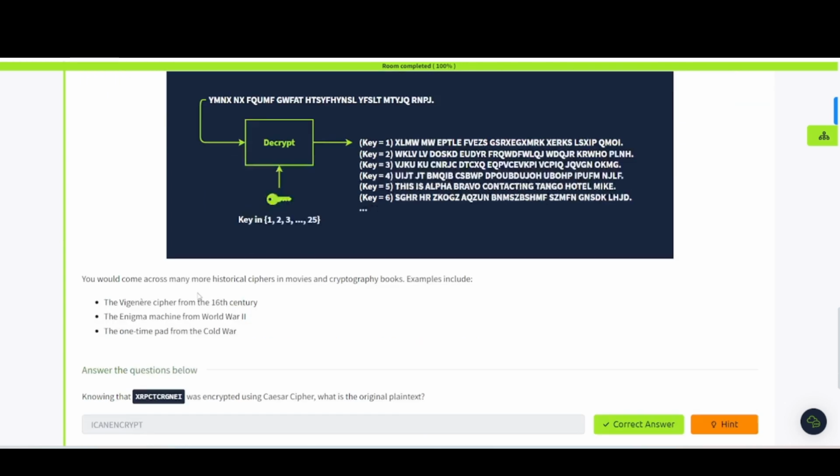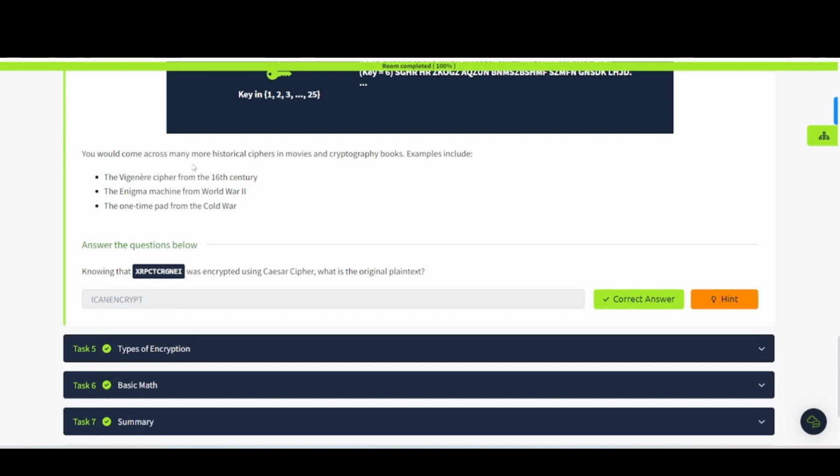All right. You would come across many more historical ciphers in movies and cryptography books. Examples include this cipher from the 16th century, I don't know how you pronounce that, the Enigma machine from World War II, and the one-time pad from the Cold War.